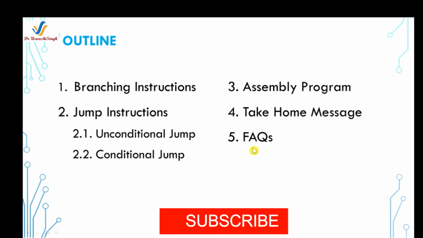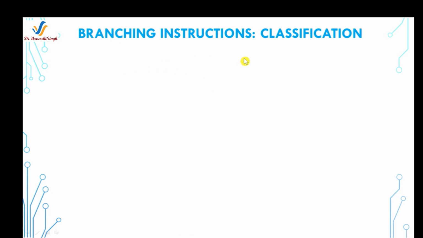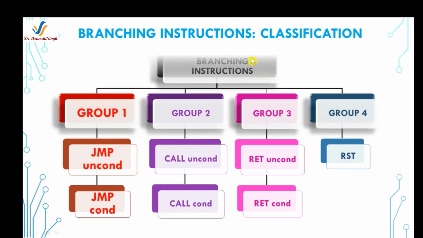Let's start with the topic. Branching instructions are the most powerful instructions of microprocessor. Why? Because microprocessor is a sequential machine and these instructions can change the sequence of a program. Let's see its classification. It is classified into 4 groups.